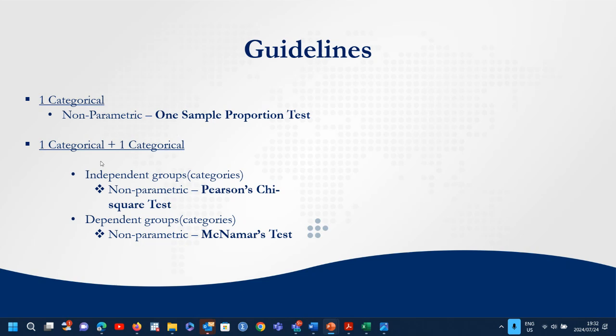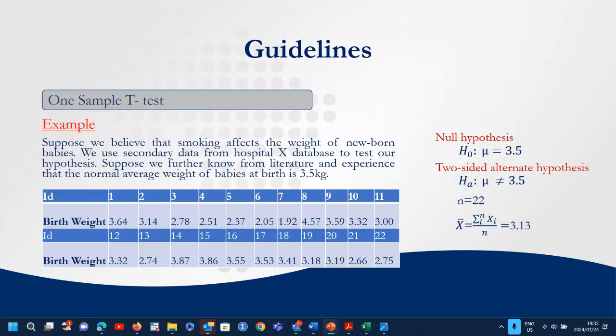And if I'm doing a bivariate and I have a categorical and a categorical, they are not numeric. So there are no assumptions that they are parametric. So they are non-parametric. If it's 2 categorical variables and the categories are independent, you do a Pearson's chi-square test. And if they are dependent, then you will do the McNemar's test. I don't know if you'll remember, but let's do the exercise.